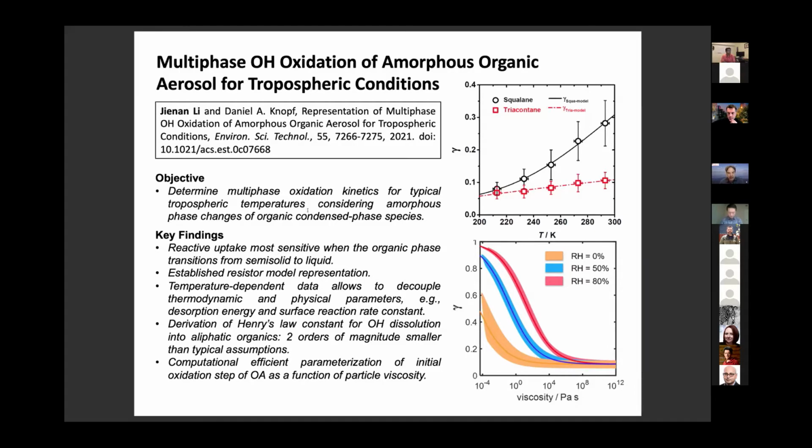We also estimated a new Henry's law constant for OH uptake in aliphatic organics. That all should help to describe the chemical evolution of organic aerosol during long-range transport, which happens at much lower temperatures, minus 20 to minus 40 degrees typically. And we provided some simplified parameterizations of that reactivity for atmospheric chemistry models as a function of particle viscosity. That's it. All right, thanks.